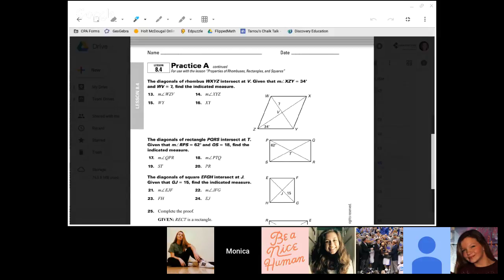Okay, Natalie, 16 on practice A. We're supposed to find the length of XY. So do you remember in class what I said you have to do to find the length of that side?